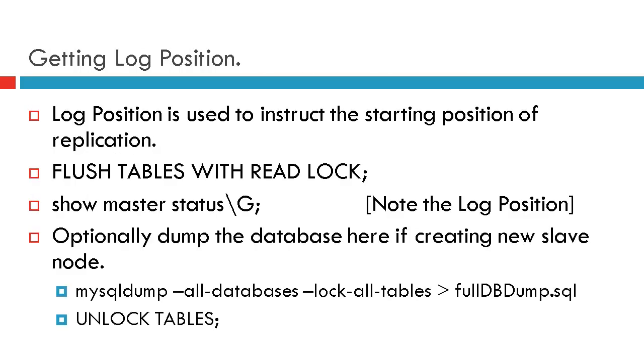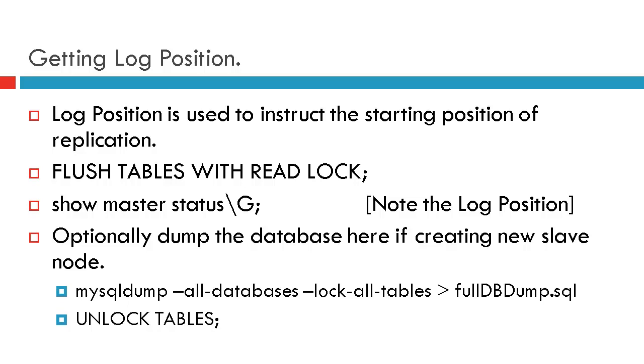The next step after configuring the MySQL configuration file is to get the position from which we want to continue the replication. If you are dealing with a brand new database and it is not in use, you can just get the position with the show master status and note the log position and the log file name, and then you can just start or continue the replication from there.